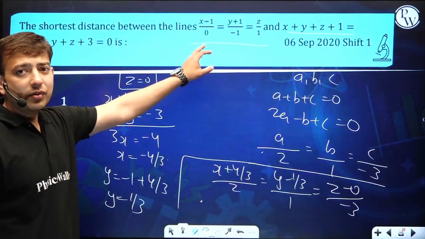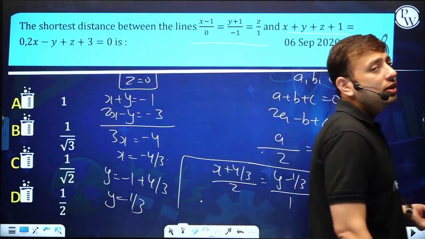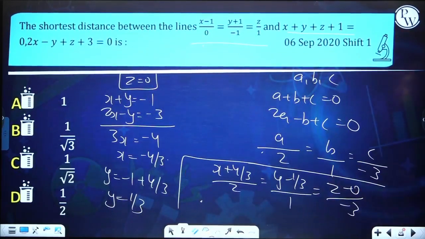This is your one equation. This is your second equation. Now you can find shortest distance by converting into vector forms, by converting into vector form. A2 minus A1 cross B1 cross B2. Theek hai? Means understood. I hope everything is clear.